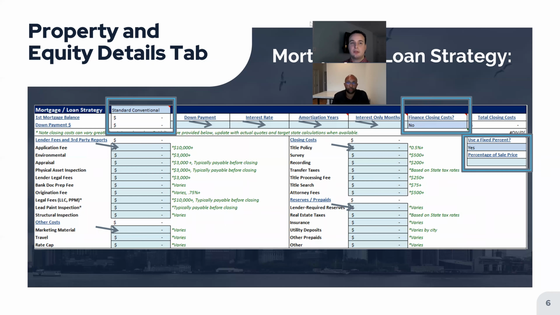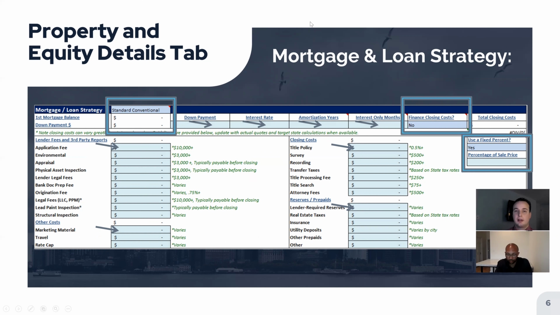And then we get to the mortgage and loan strategy. So we're going to need loans for these properties. We're going to pay 100% purchase price. We're going to use other people's money, and part of that other people's money strategy is the bank loan. So you've got choices here. The first choice is what type of loan, and the two choices we've got in the template are the standard conventional and a bridge loan.